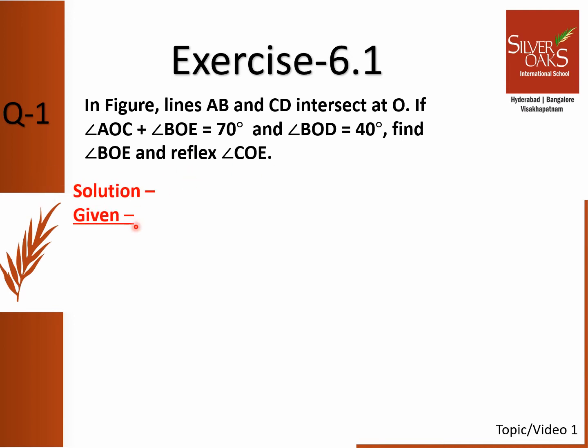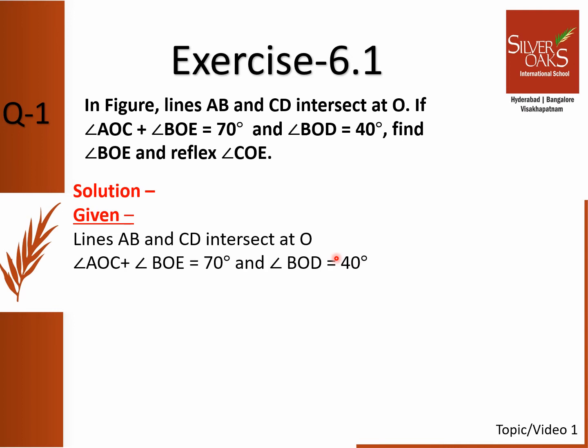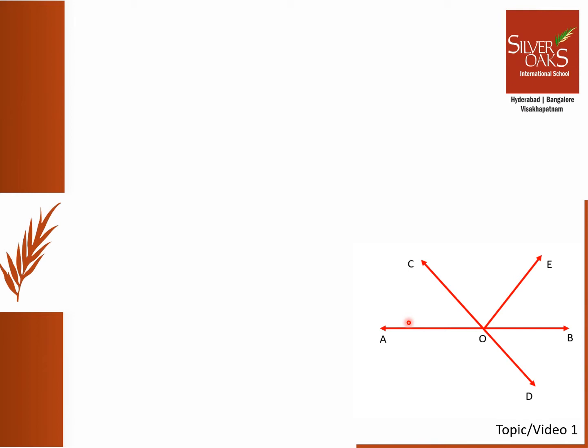Solution. Write first what is given. Lines AB and CD intersect at O, and also angle AOC plus angle BOE is 70 degrees and angle BOD is 40 degrees. What are you supposed to find out? Angle BOE and reflex angle COE. Now draw the figure.